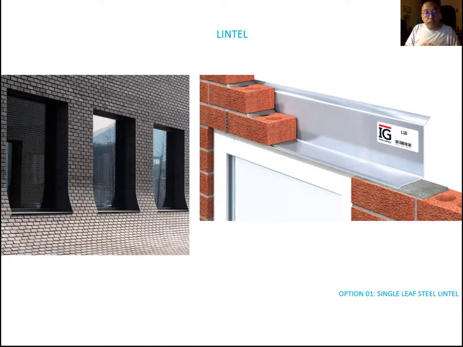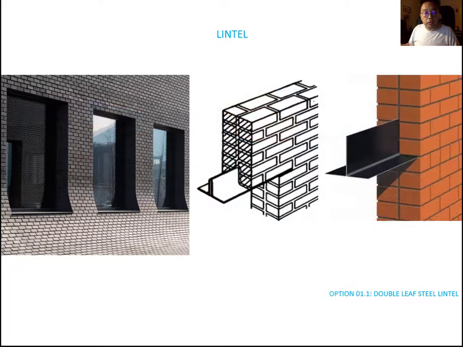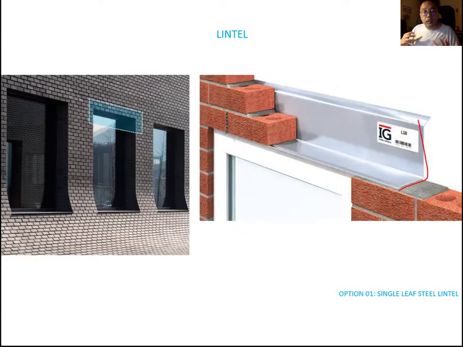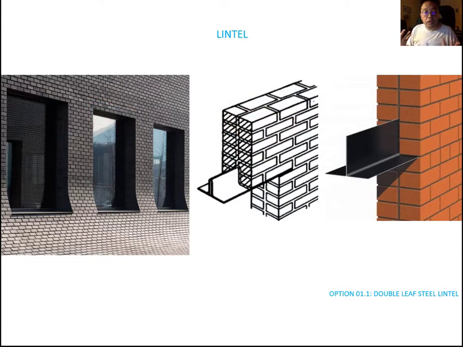So the first option here is the single leaf steel lintel. This is a single leaf lintel. And the next option, you can consider the double leaf steel lintel. This works similarly to the single leaf, but depending on the brick layering, single leaf is mostly one layer of brick, but for double leaf, you can consider a double layer, which is the outer layer and inner layer, supported by this double leaf steel lintel.